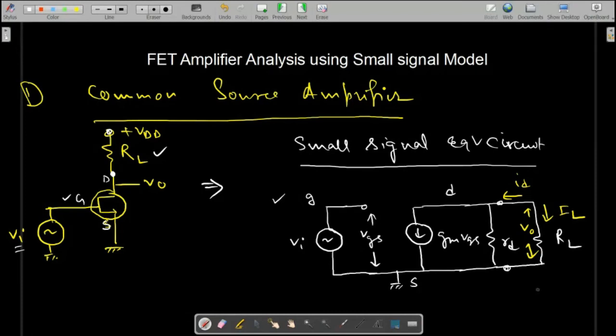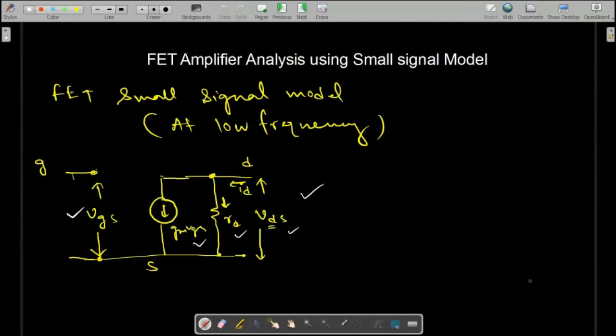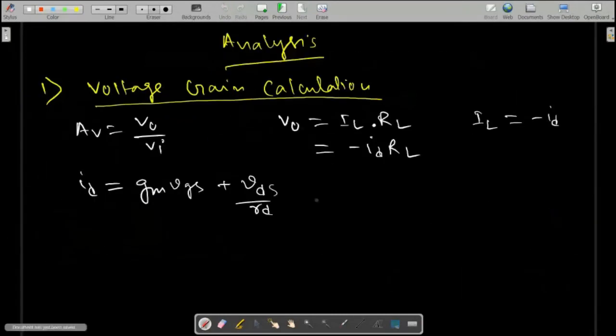RL. That is V0. So VDS and V0, they are the same. Here it was VDS. Now in our case, it is V0. So here we can write VDS equal to V0.